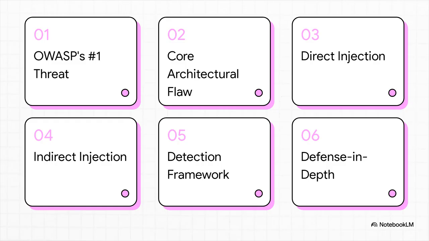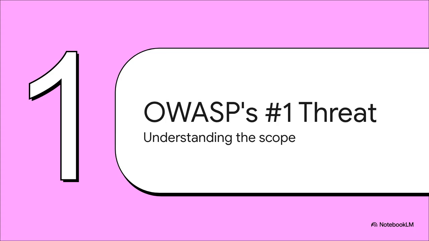Okay, so here's the game plan. We'll start by defining the threat, then peel back the layers to its root architectural flaw. After that, we'll break down the two main attack vectors, and finally, get practical with how to build a real detection and defense strategy. So let's start with the bottom line.